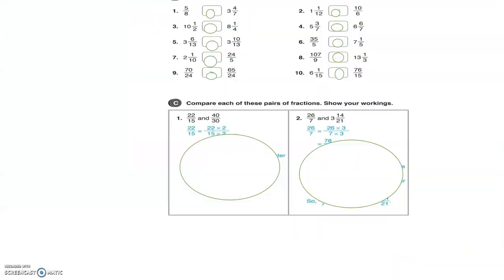So on page 14, Exercise C, let's answer greater than, smaller than, or equal. So page 14 of your workbook.